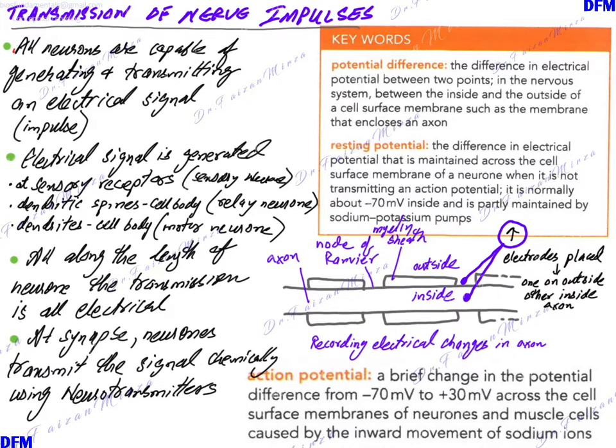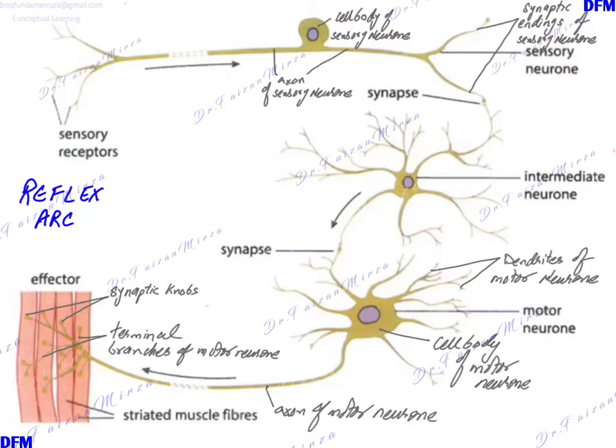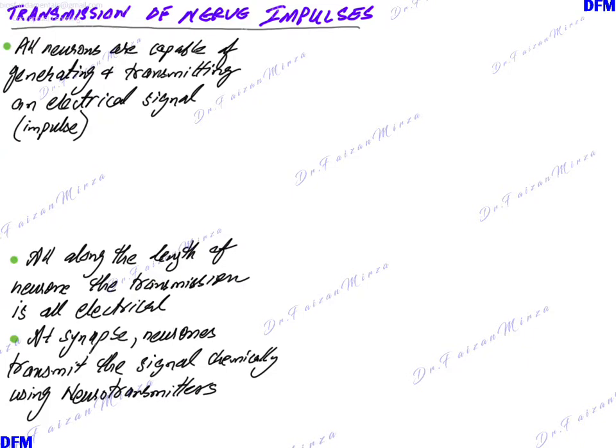Faidan Mirza. We are continuing our discussion of coordination and control, and we are trying to understand how nerve impulses are transmitted along the neurons. So, the transmission of nerve impulses along neurons is an electrical process. All across the entire length of a neuron, the signal travels as an electrical signal, which we call an impulse.